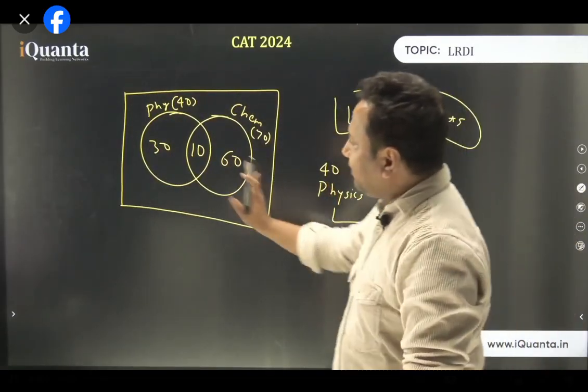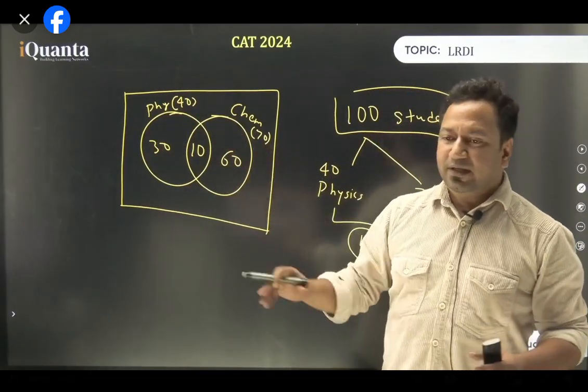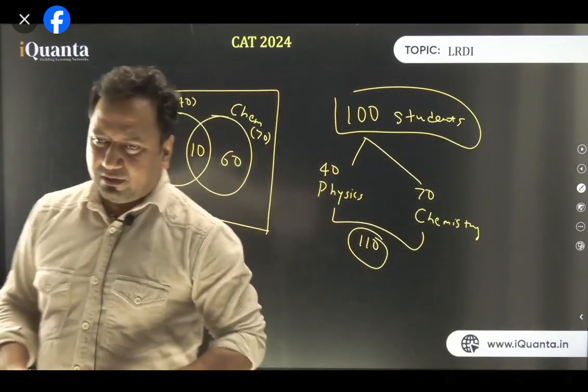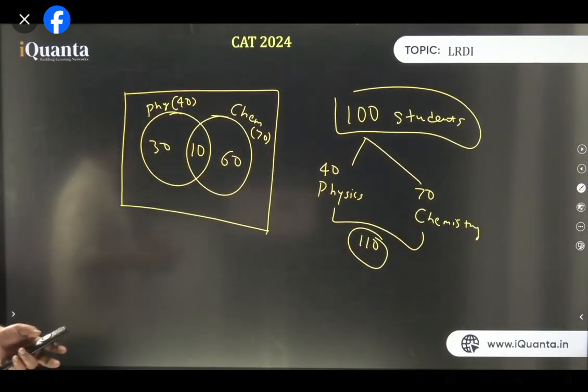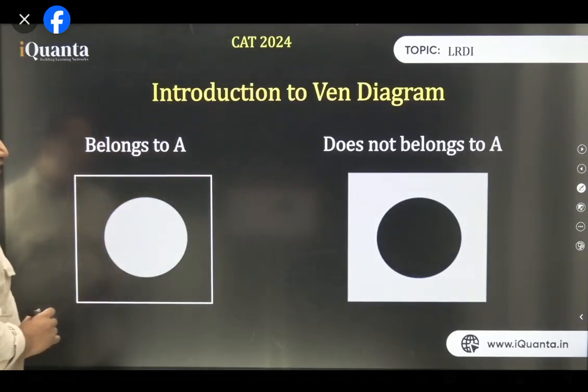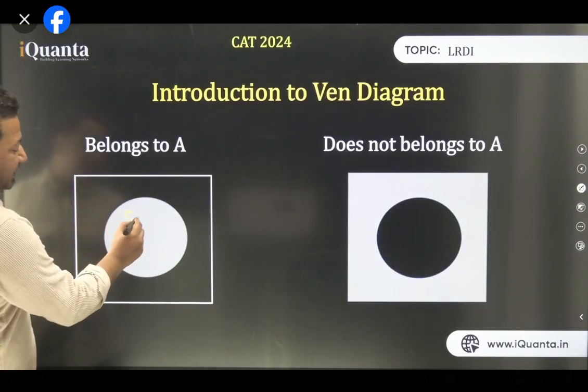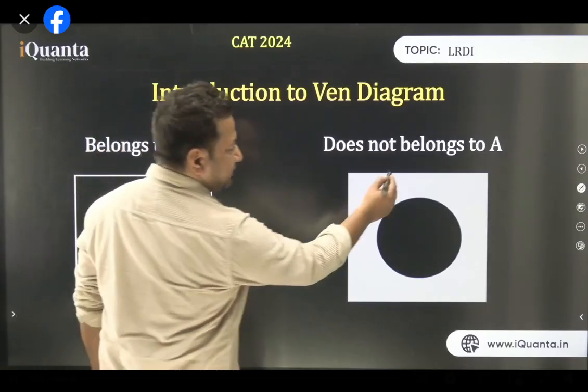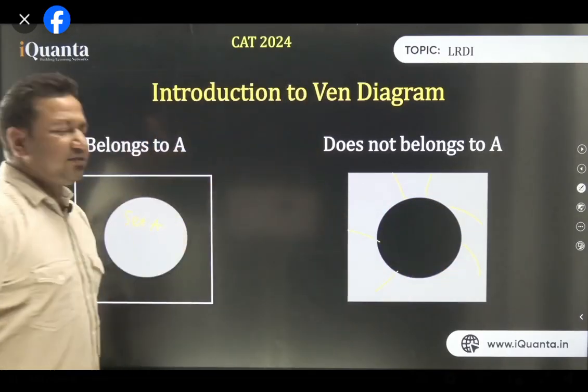The rectangle represents the total number of people, and these two sets will depend on whatever is given in the question. There is also a possibility that some people would not be studying anything. That will come with the questions. So this is how we represent things. Here it says belongs to set A. If this is set A, everything inside belongs to it, and everything outside of the set does not belong to A. This is the visual representation.